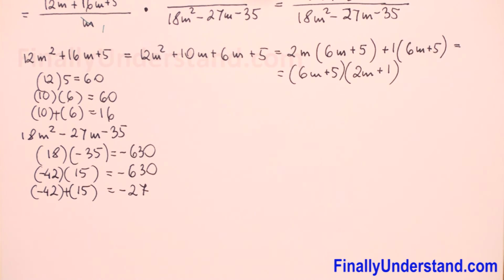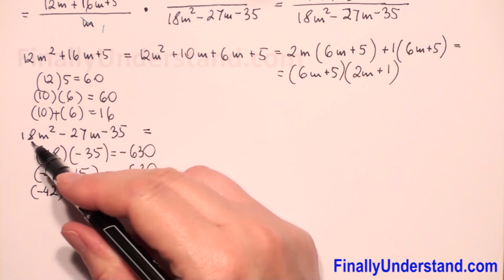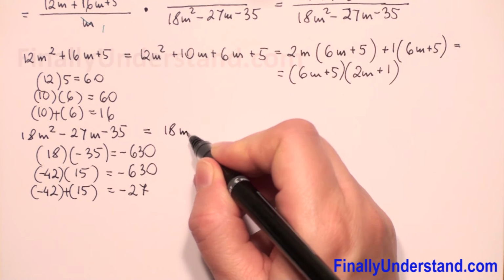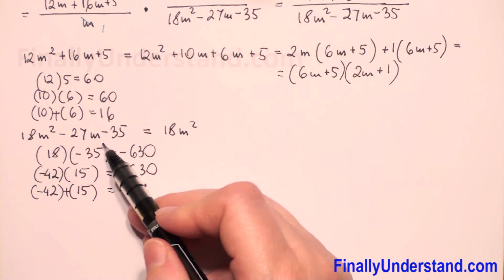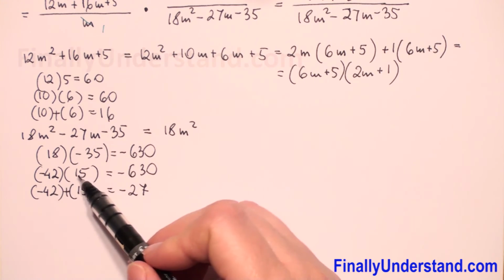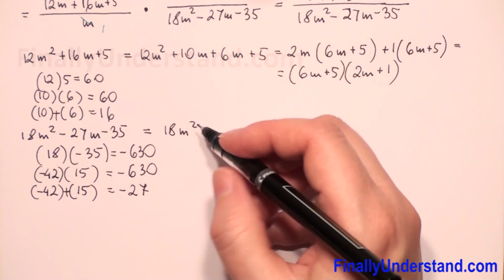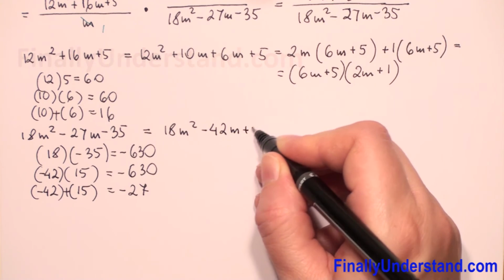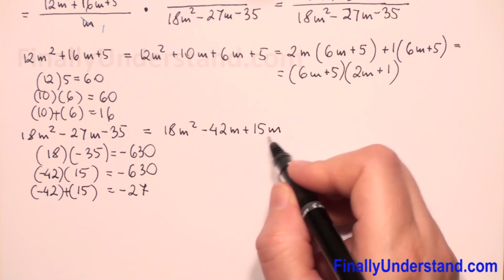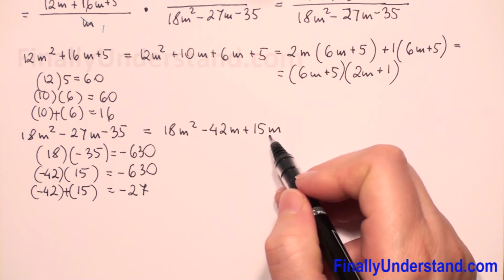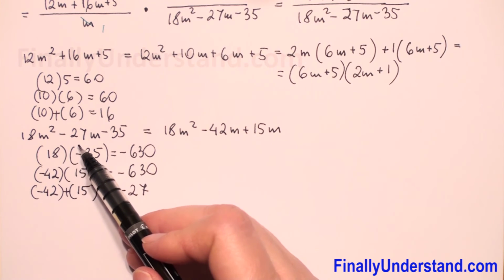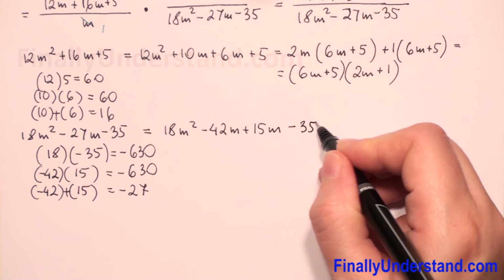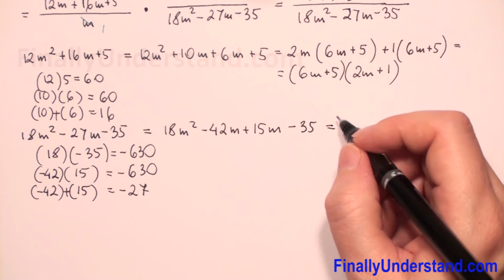So now we can rewrite our quadratic trinomial. The first expression we have to copy, 18m squared and negative 27. Now we will rewrite by using these two numbers which we found. So it will be minus 42m plus 15m. This is negative 42m plus 15m is negative 27m. Still the same, I didn't change anything. Minus 35, so this is equal.